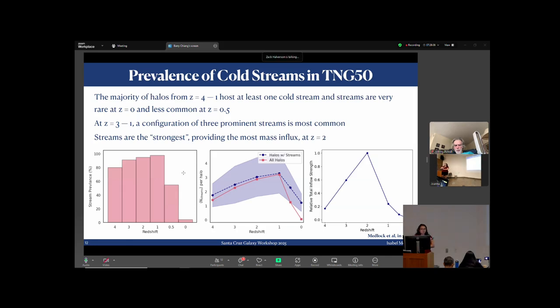So we run this on Illustris TNG 4 through 0 redshift snapshots, and we find that streams are prevalent at high redshifts out to about redshift 0.5, where it starts to decline significantly. At redshift 2 and 1, we really see a peak in the standard picture of 3 cold streams configuration. But when looking at both how prominent they are and how much mass flux they're actually providing, we estimate that around redshift 2, we're seeing the most strength in mass flux.